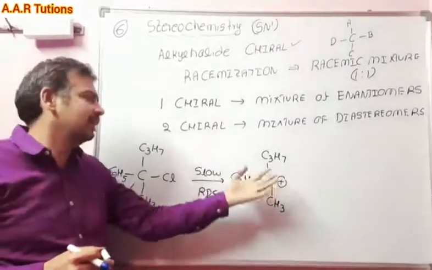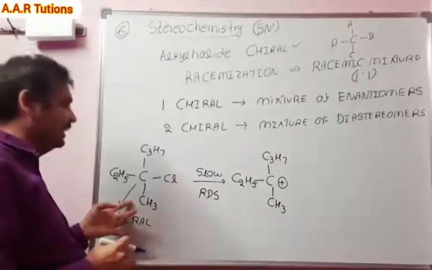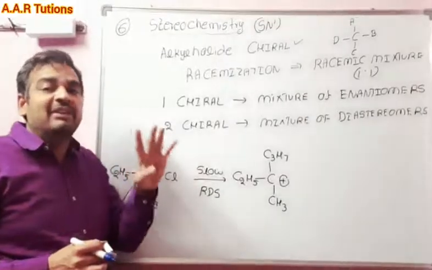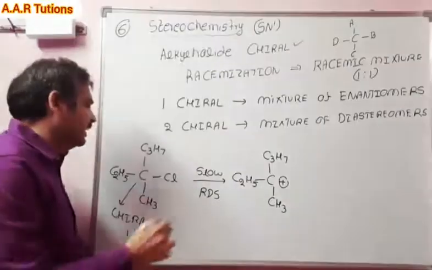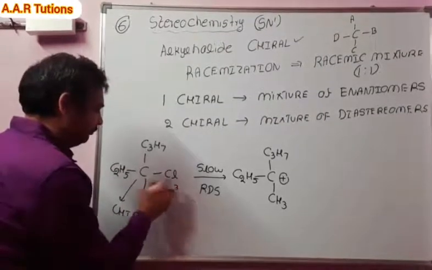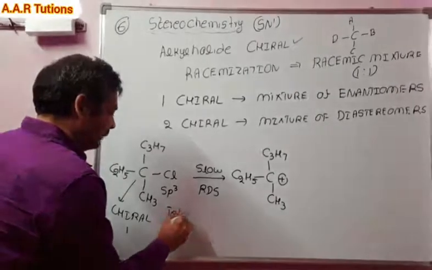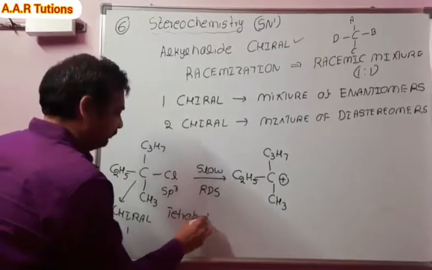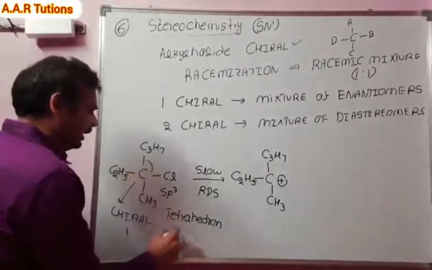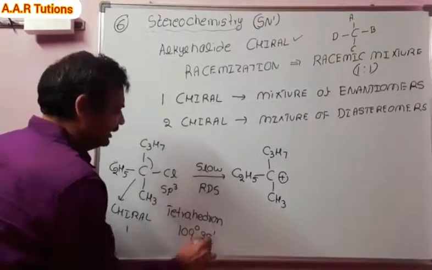After that, water will attack on this carbocation. We will get only one isomer. But in this case, since it is chiral, we are getting a mixture of isomers. The reason, you can see carefully, look at this one. This is an sp3 hybridized carbon, so the shape of this molecule is tetrahedral. Bond angle is 109 degrees 28 minutes.